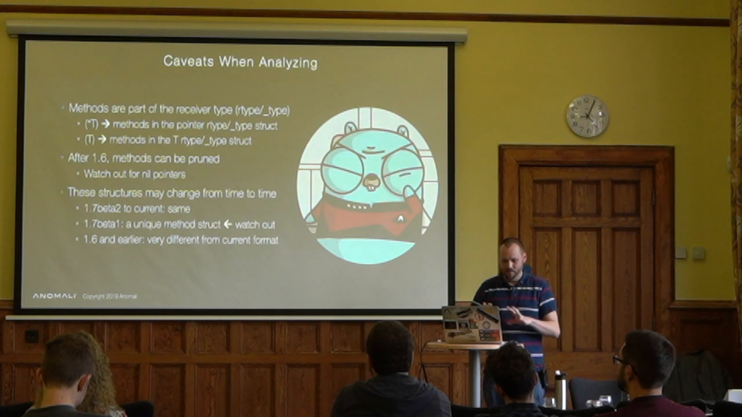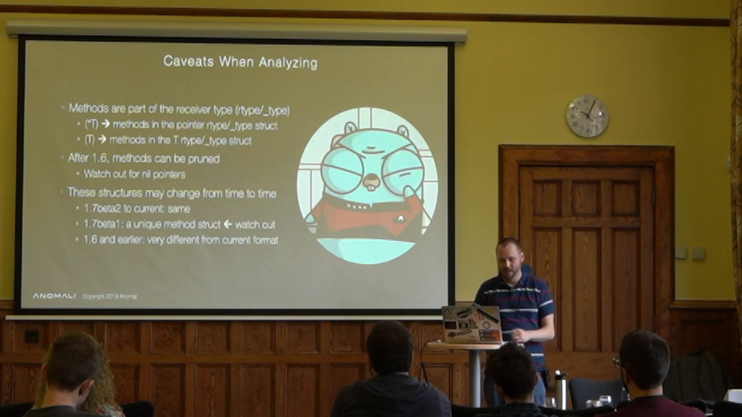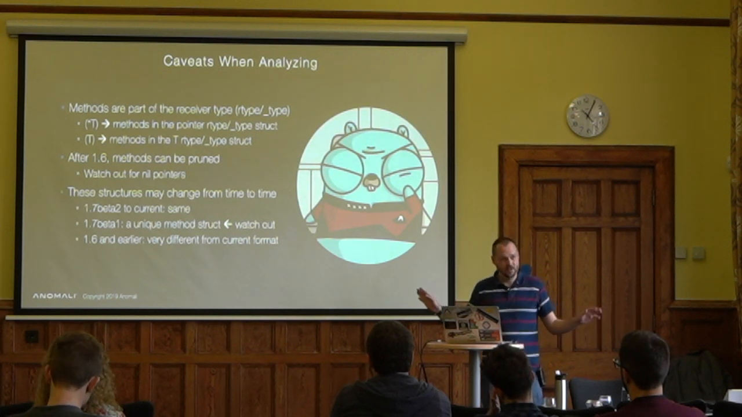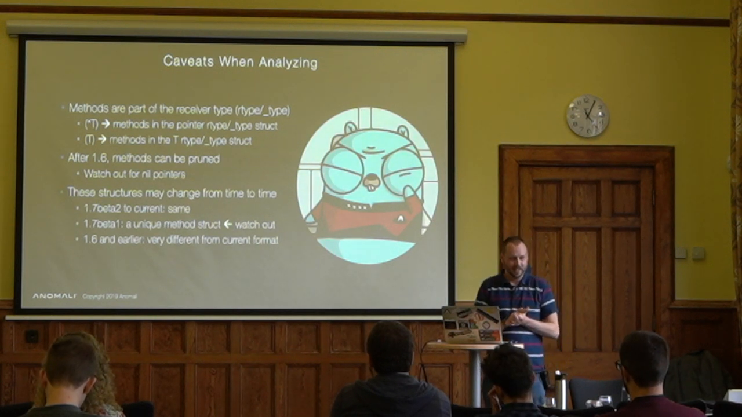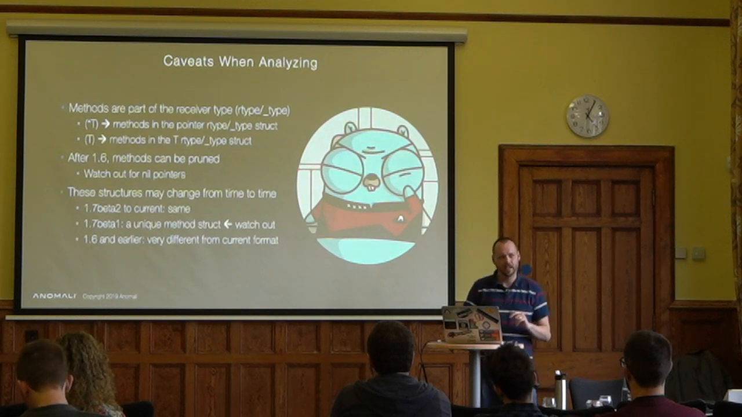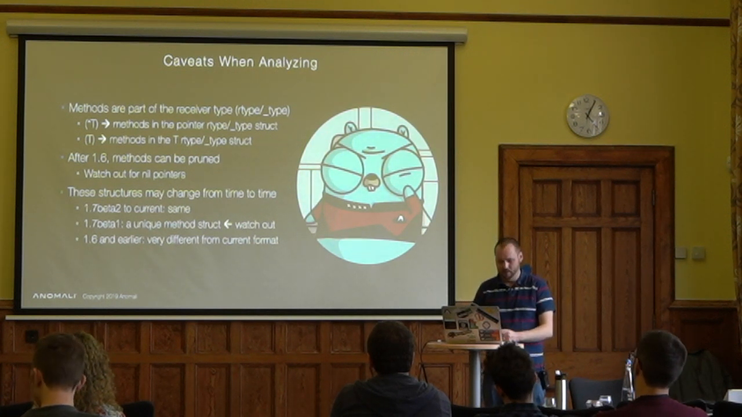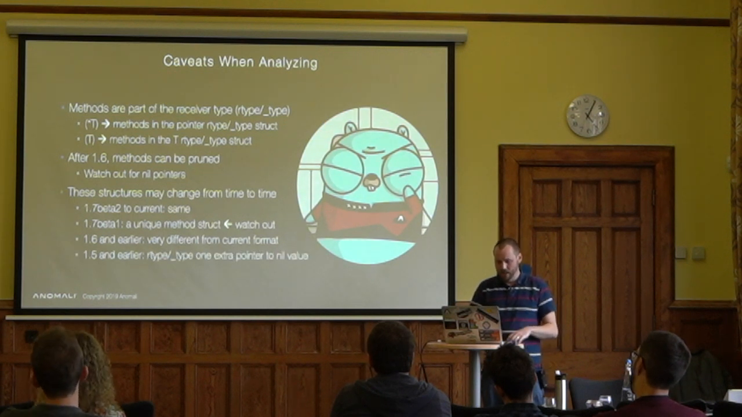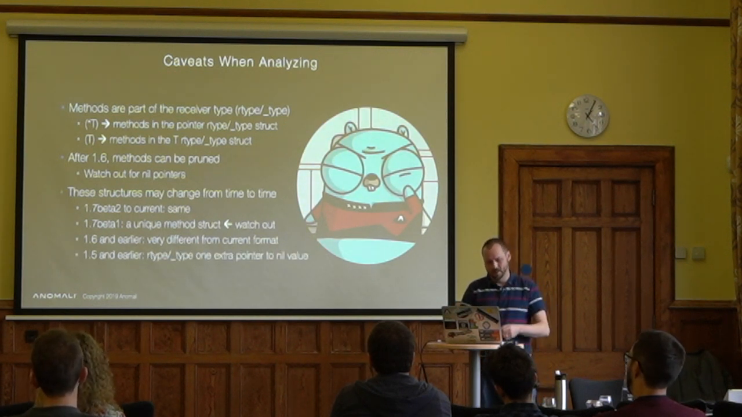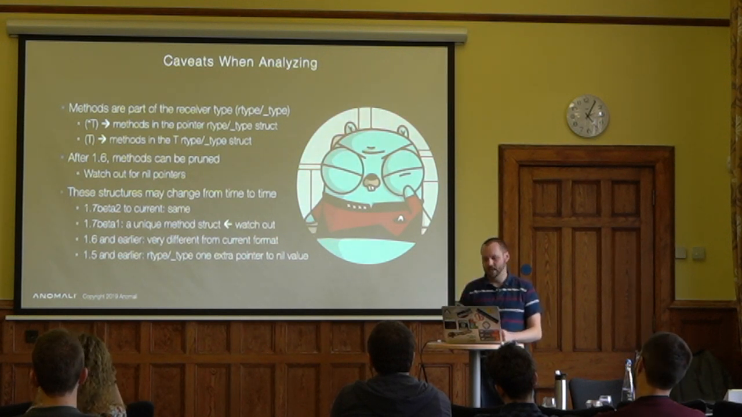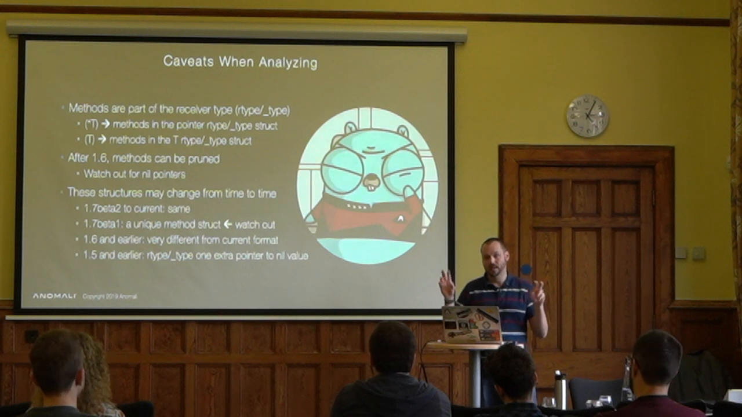1.6 and prior have a very, very different structure, so you have to implement it completely differently. But I think we're talking about 3-4 years back now, since those compilers were released. The other thing is that 1.5 and below has an extra type in that rtype that points to what its nil value would be.